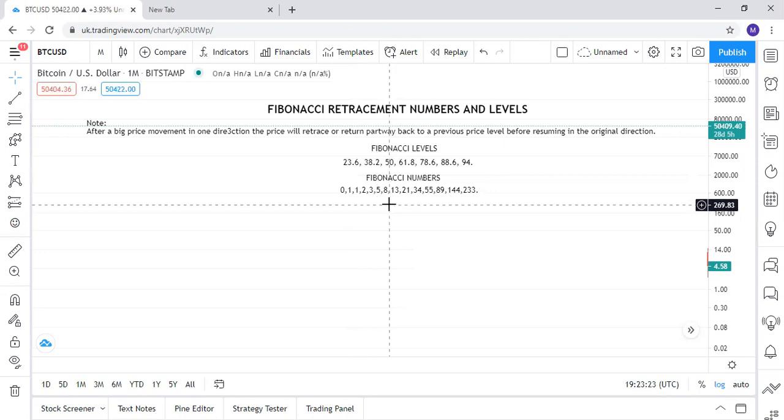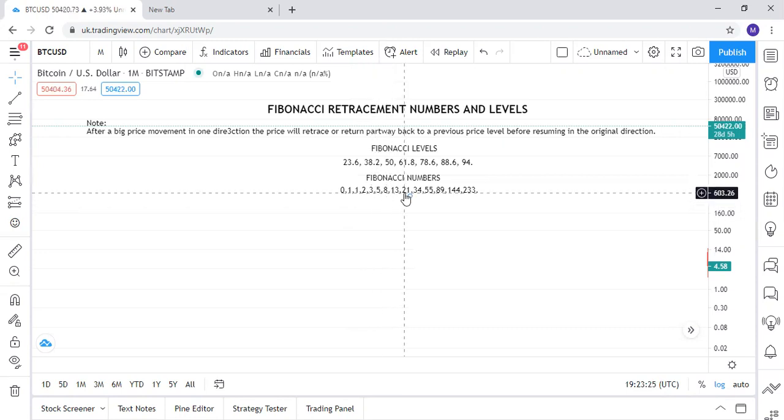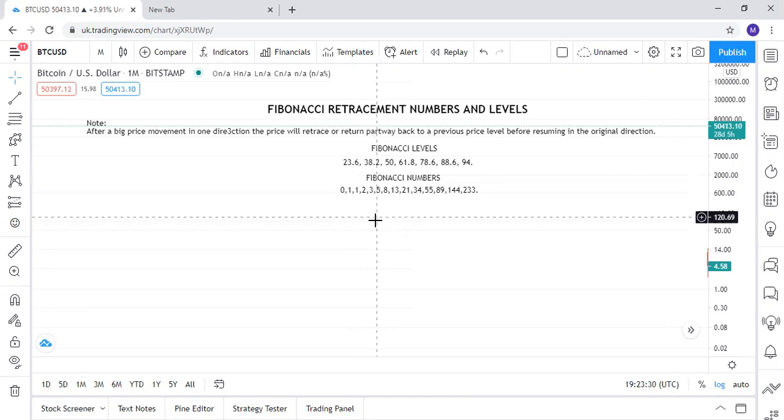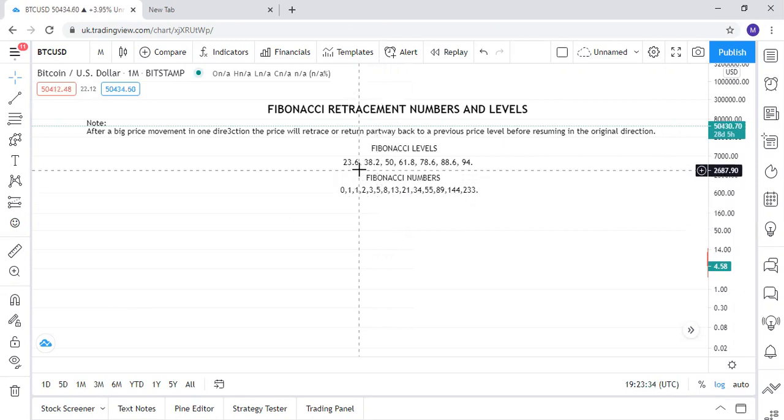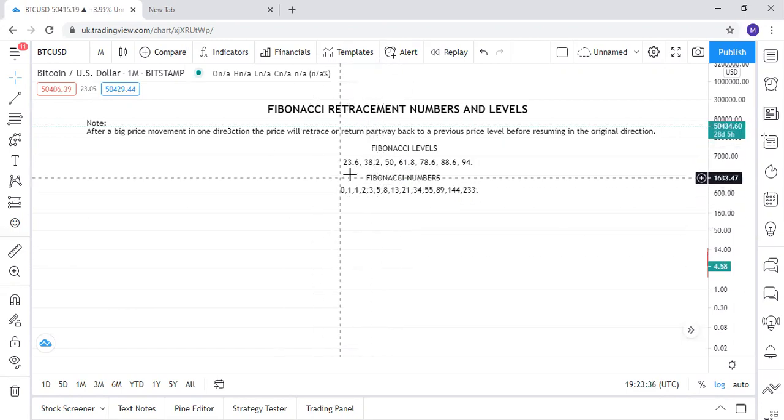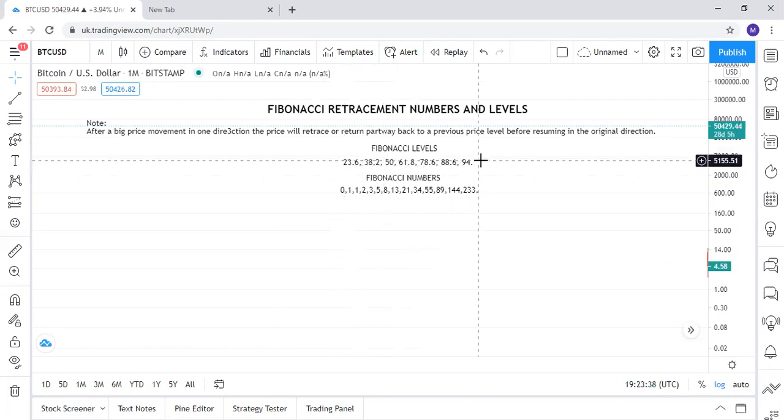Use 3 divided by 13. Times 100, that's 23.07, rounded up to 23.6. So that's how the Fibonacci levels are gotten.